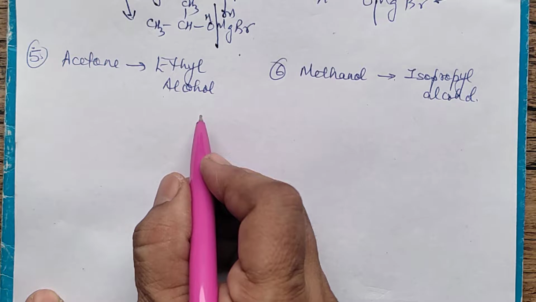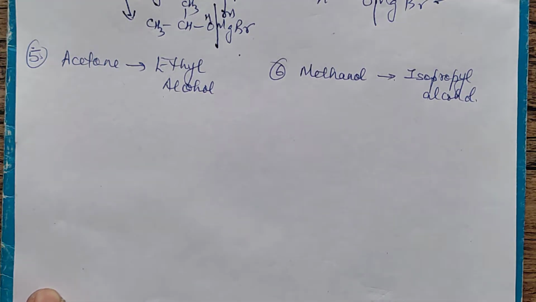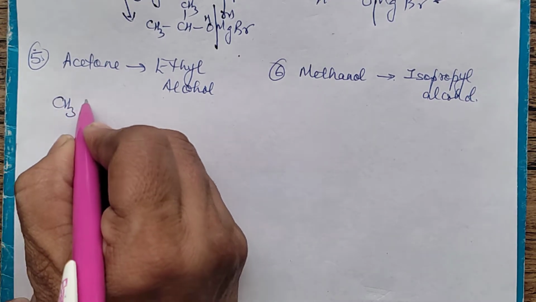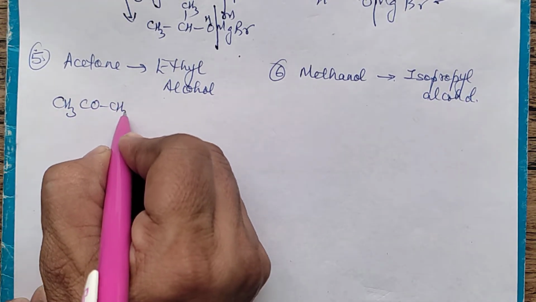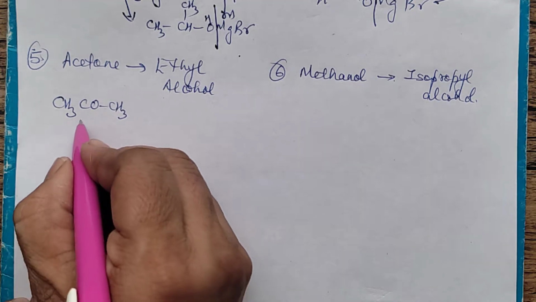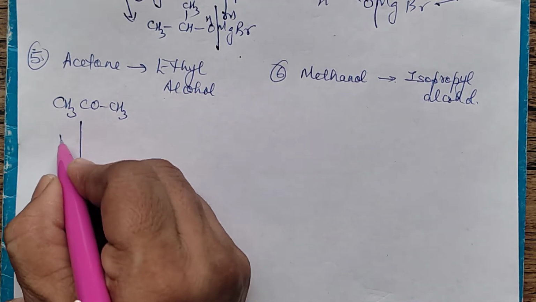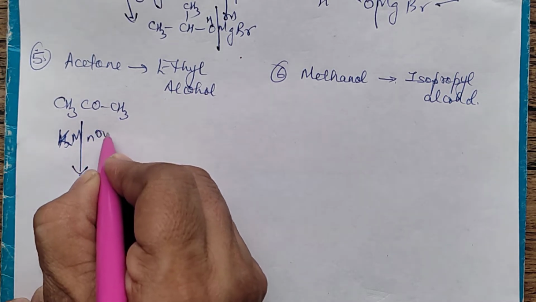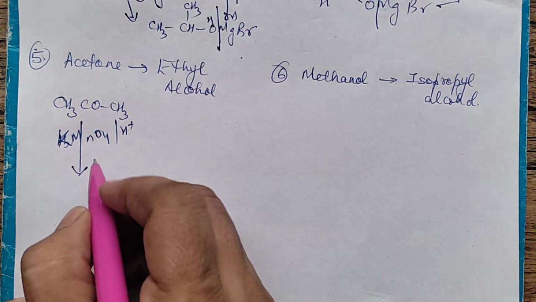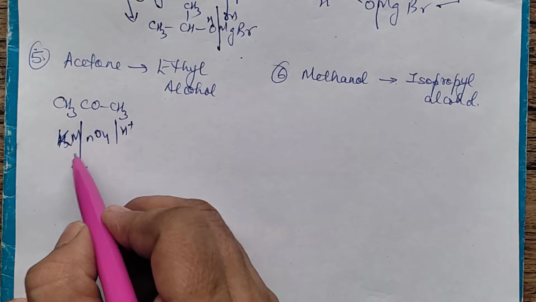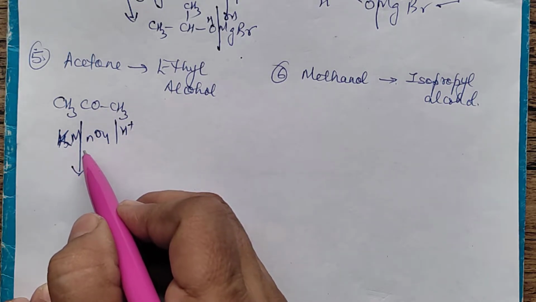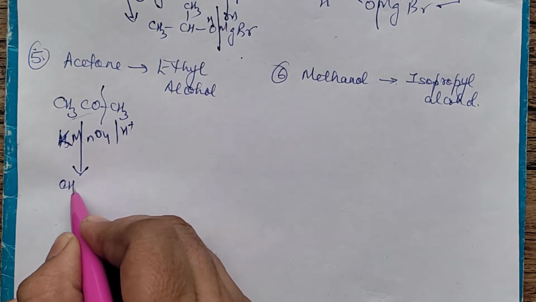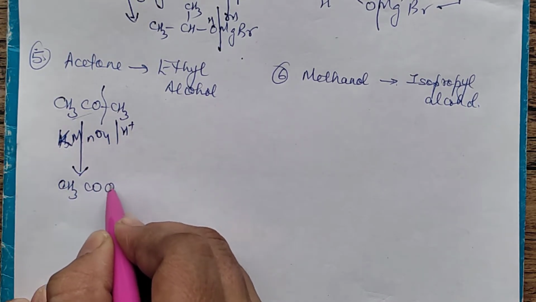You want one carbon less. So what we can do is acetone, CH3COCH3. Okay, you can first oxidize it in the presence of KMnO4, acidified. Acidified KMnO4, when we are carrying out the oxidation, this has to be at high temperature. So this bond will break. You will get 2 carbon acid also. That is acetic acid you will be getting.